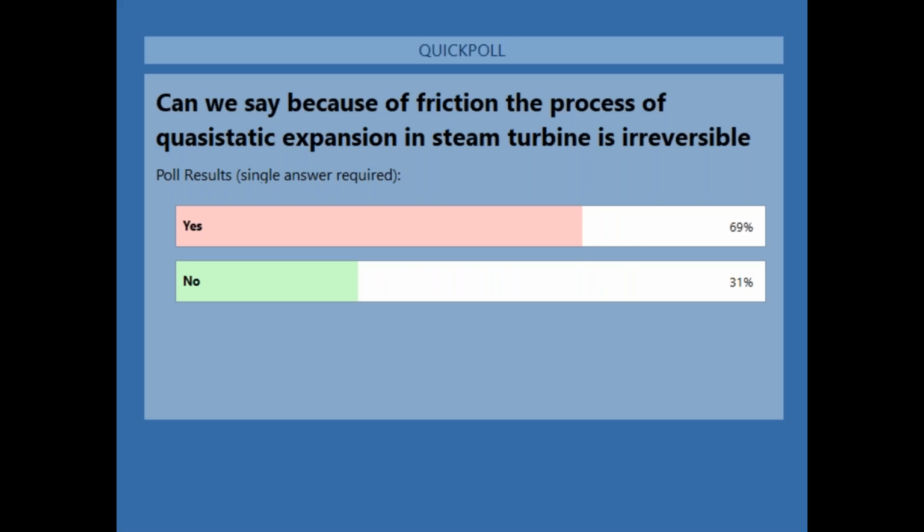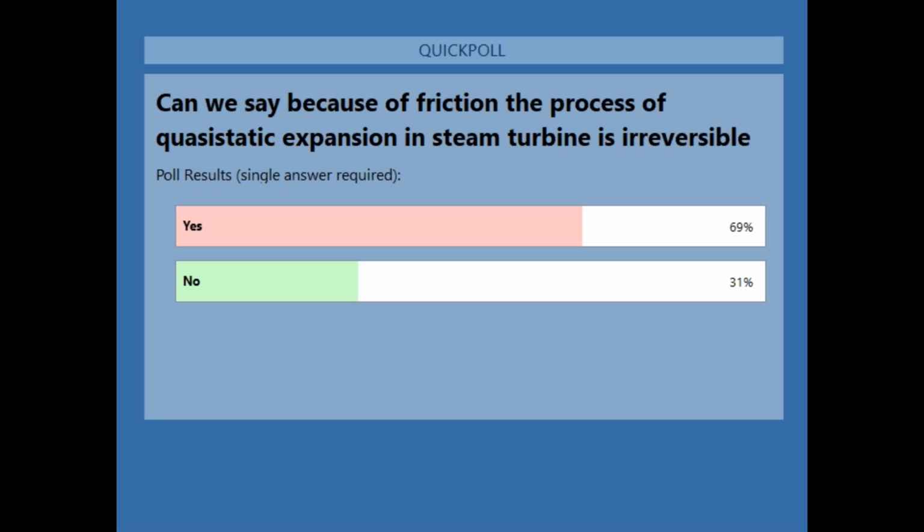The question was, can we say that because of friction the process is irreversible? So the answer is yes. 70% of the students are saying it is yes. And please note that in spite of the fact that the process is a quasi-static expansion, we are talking about some losses because of friction.